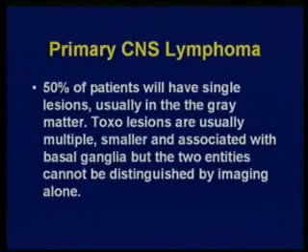50% of patients will have a single lesion, usually in the gray matter. Toxo lesions are usually multiple, smaller, and associated with the basal ganglia and white matter, but the two entities cannot be distinguished by imaging alone.